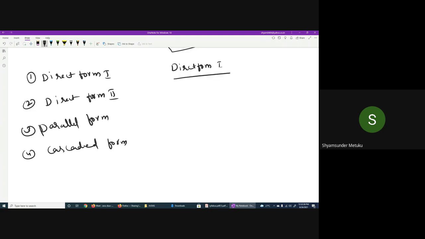Direct form one. You start with your basic system, assuming that this is your FIR filter represented by h of n. Output is y of n and input is x of n. Then the output will be x of n convolved with h of n. I think this is a very simple system. Agree or not? Yes, sir. It is a common notation of any signal system representation.